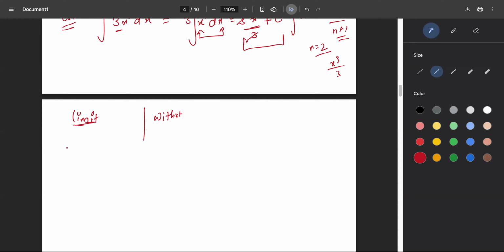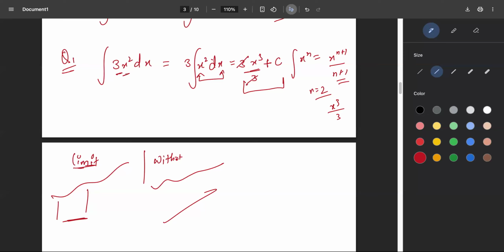For example, this is a random curve. I have specified the range that you have to integrate only in this range. Without limit, I have just given you the curve and told you to integrate it. In this case, you have to put a constant. Understood?